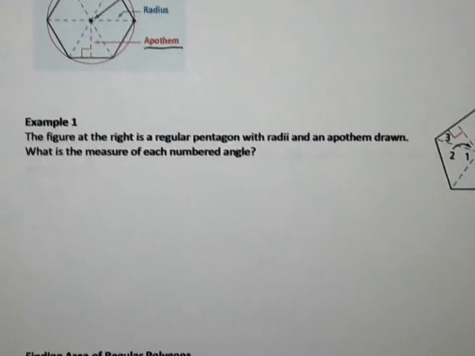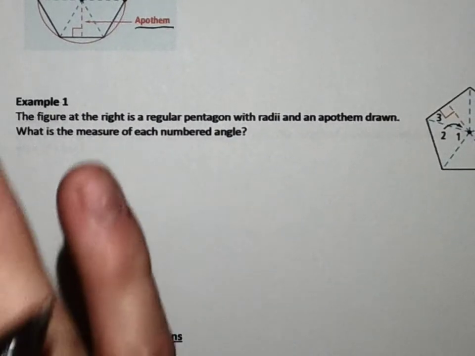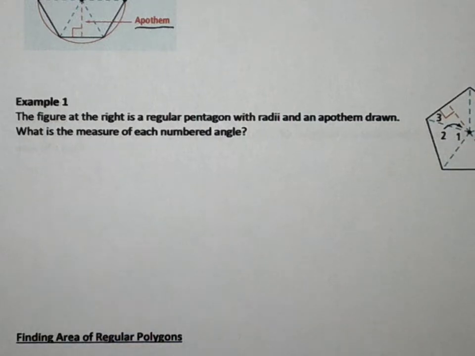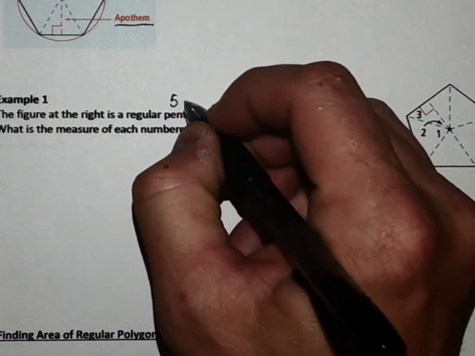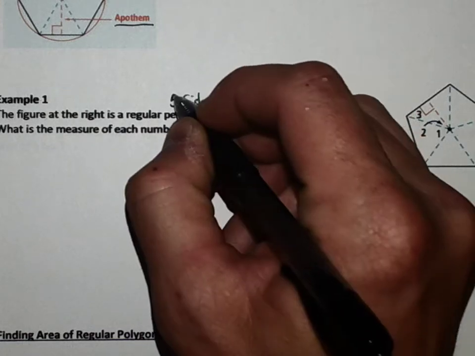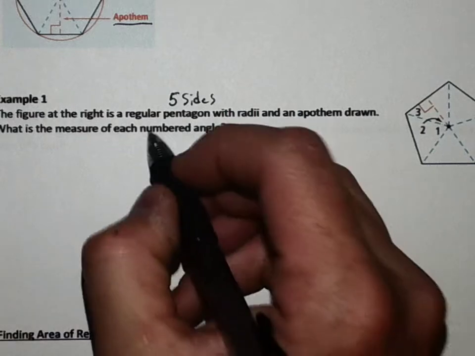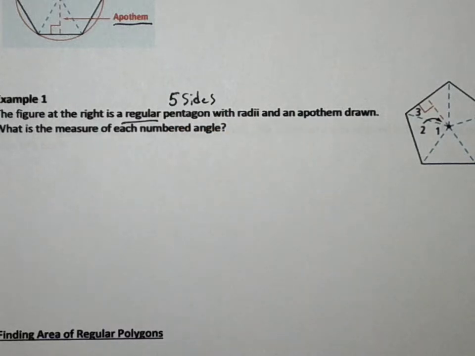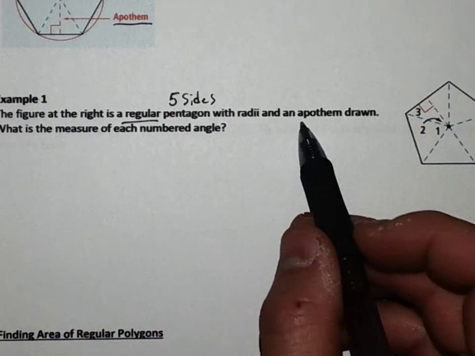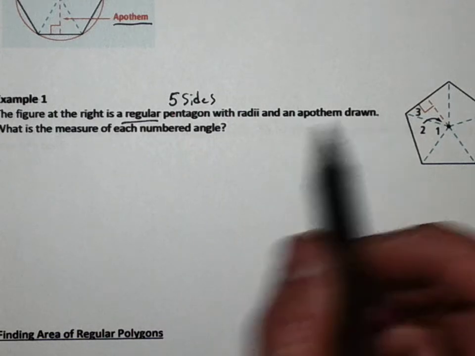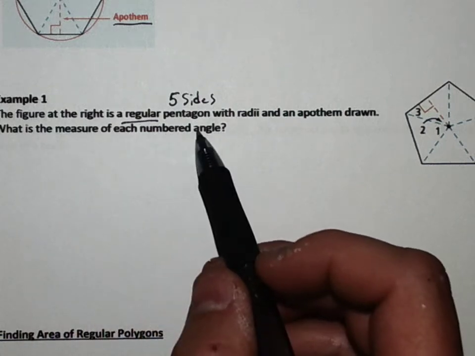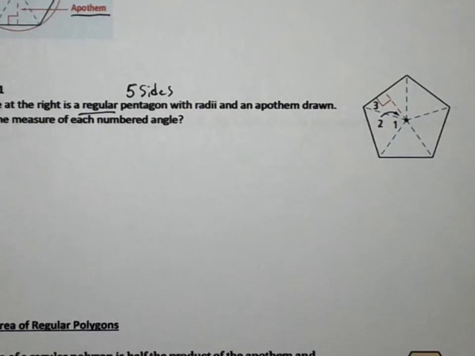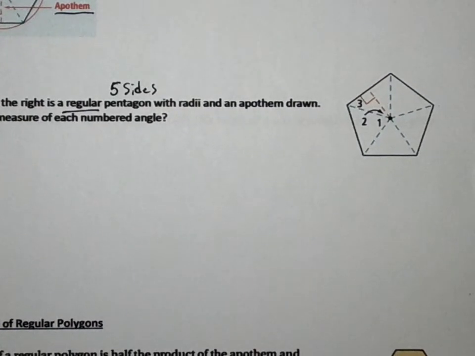So first thing, just talking terminology, just looking at this shape. The figure at the right is a regular pentagon. Pentagon means 5 sides. It is a pentagon, but it is a regular pentagon, which means all of the 5 sides are equal, with a radii and an apothem that is drawn. What is the measure of each numbered angle? All right, so here is the big idea for this stuff.